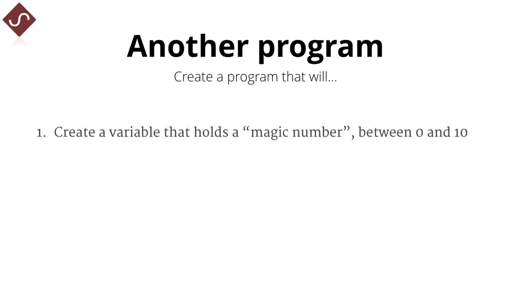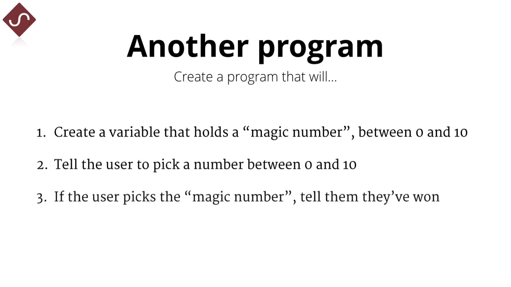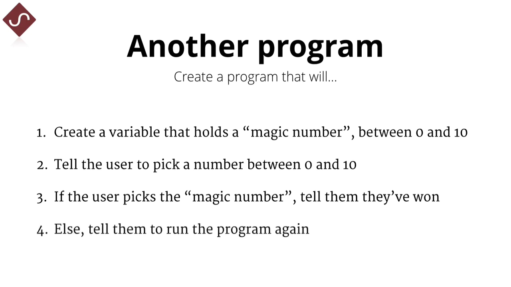So here's your challenge, your assignment. Create another program that will create a variable that holds a magic number between 0 and 10, or indeed any range that you want. Then tell the user to pick a number between 0 and 10, and if the user picks the right number, tell them they've won, and if not, tell them to run the program again. A fairly simple, lottery-like program that nevertheless will use nearly all of the concepts that we've studied in this section.